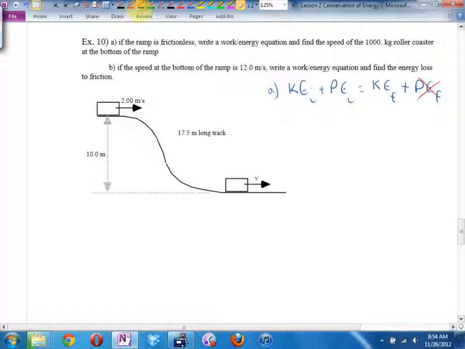A half mv initial squared plus mgh initial equals a half mv final squared. Hey, Jaron, have you been on a roller coaster before? Did they step on a scale, make you weigh before? You know why?